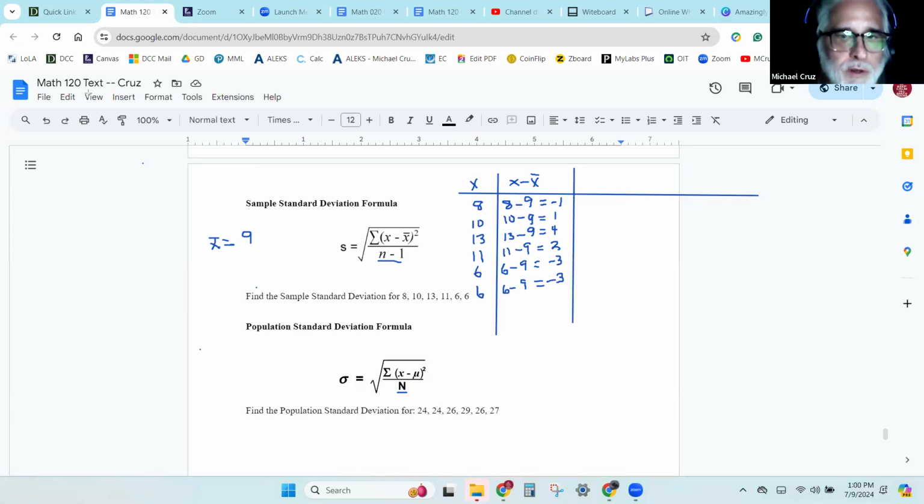And now what I'm going to do is finish writing the formula, and this is all squared. These values here, all of these right here, are what we call the deviations. The X minus X bar just tells us how far from the mean each one of the data values is. And now we're going to square each one of those.